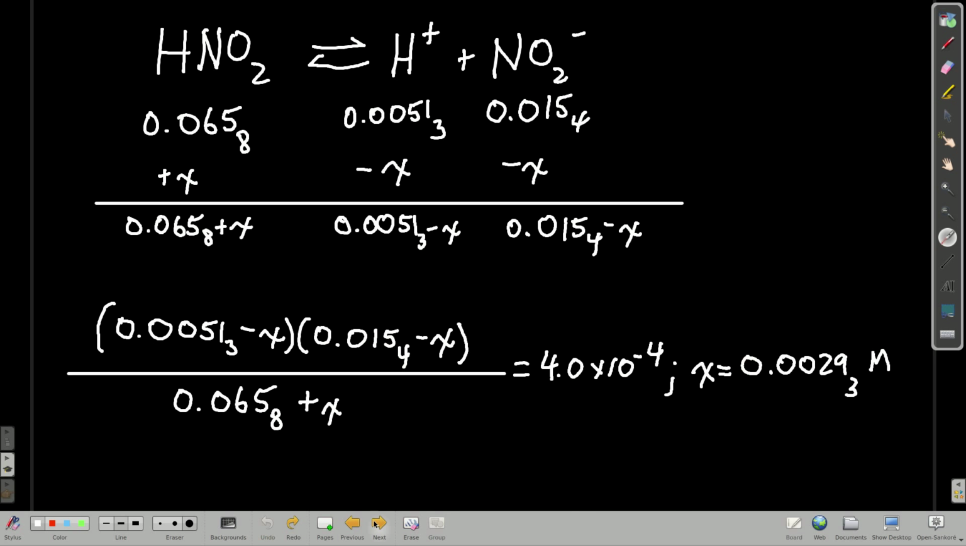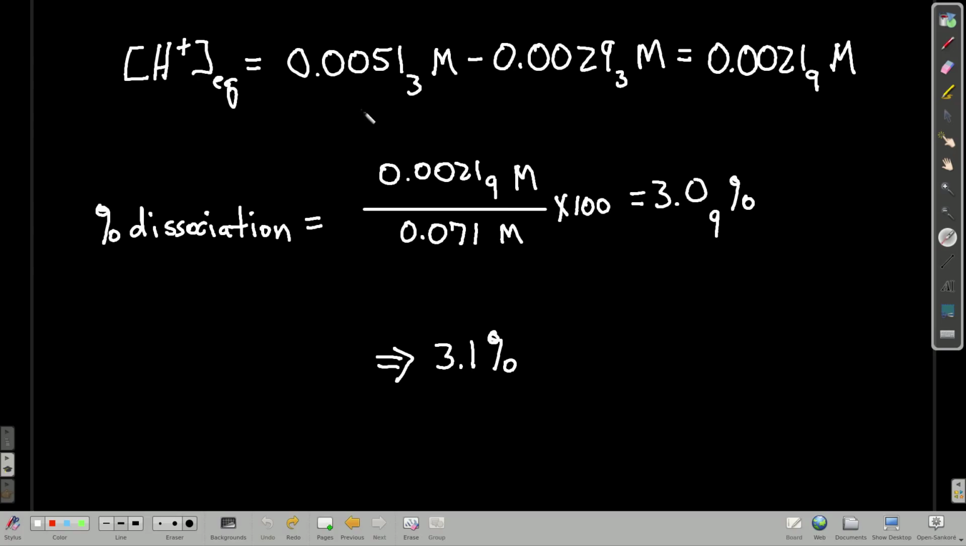So we discarded that. And so now our concentration of hydrogen ion at equilibrium will be what we started with from our first ICE table minus what we lost after we added the nitrite. And there is our equilibrium concentration of hydrogen ion divided by the initial concentration of nitrous acid times 100, and we get 3.1%.